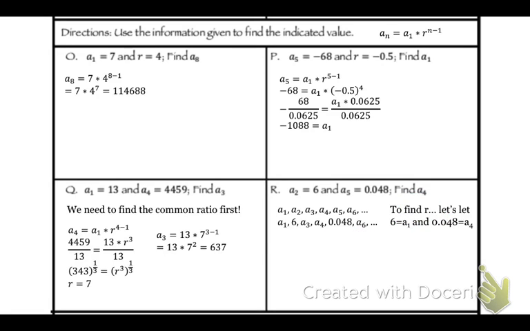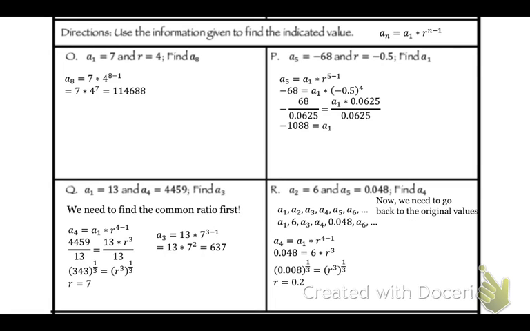Okay. So now I'm going to do a sub 4 equals a sub 1 times r to the 4 minus 1 power, which is going to be 0.048 equals 6 times r to the 3rd power. Divide by 6, you get 0.008 equals r to the 3rd power. Raise it to the 1/3, and you get r equals 0.2. Okay, but now we're really trying to find the real a sub 4. So I found the ratio. Now we have to go back to our original values to find the real 4th term.